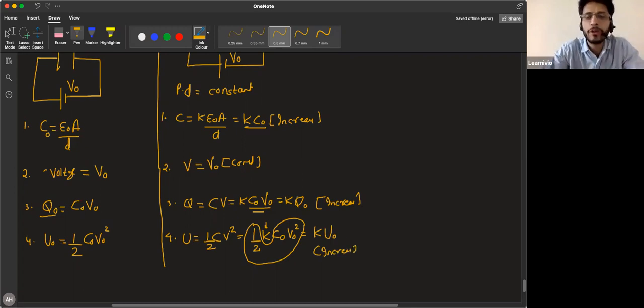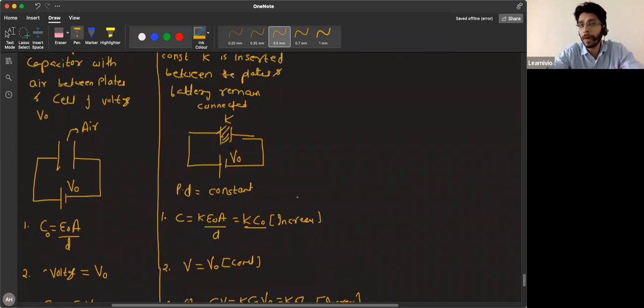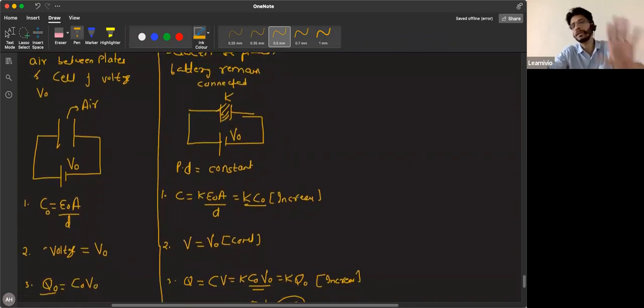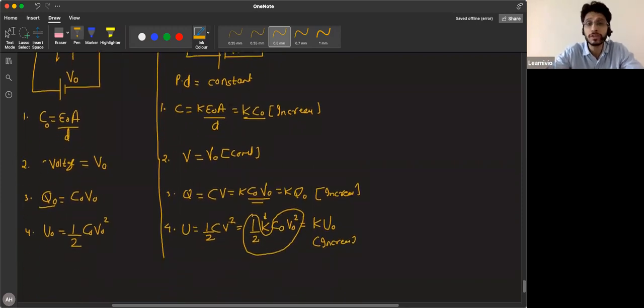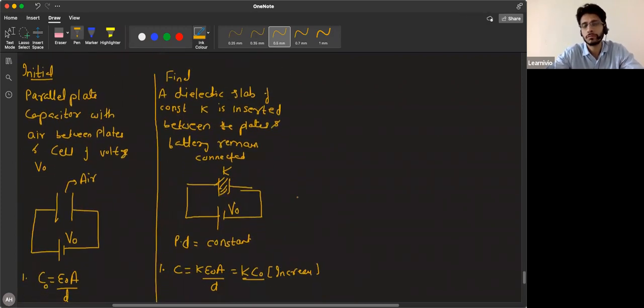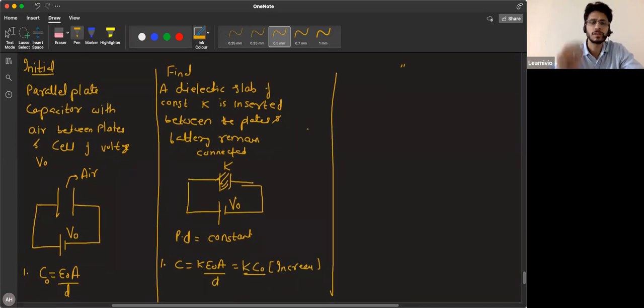So if you introduce a dielectric between the plates of a capacitor and the battery remains connected, then capacity will increase, voltage will remain constant, charge will increase, and energy will also increase. Note it down. Let's have one more part that we will discuss in the next class. In the next class, most probably we will finish this chapter. It's just series and parallel combination that is left. Then we will take one more lecture for this chapter and discuss some topics which are in JEE and NEET but not in CBSE. But that's 10-15% more.